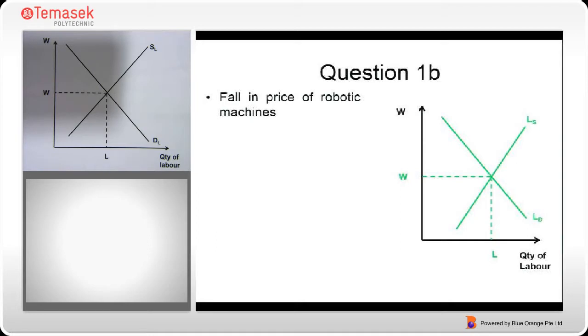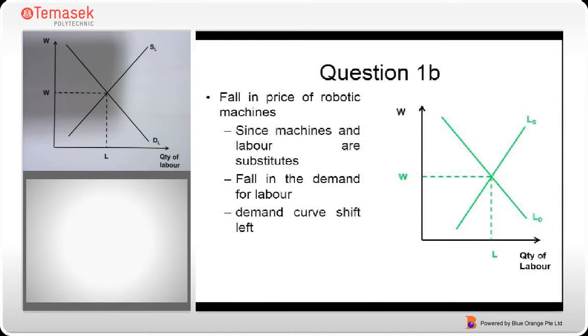In this case, first we can consider labor and machines to be substitutes. As firms use more machines, the demand for labor will decrease. So since there is a fall in the price of robotic machines, it means that the machines are cheaper, and hence being substitutes for labor, firms will then acquire more machines, and therefore the demand for labor will fall. And when the demand for labor falls, it will cause a leftward shift of the demand curve.